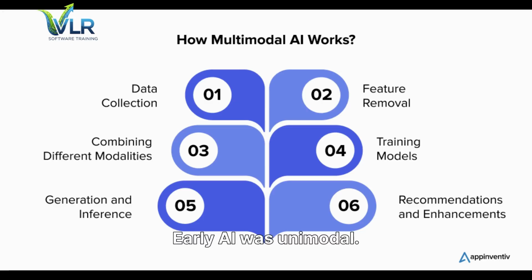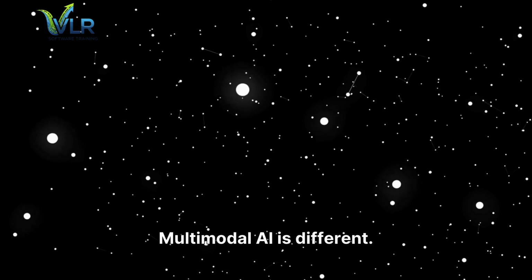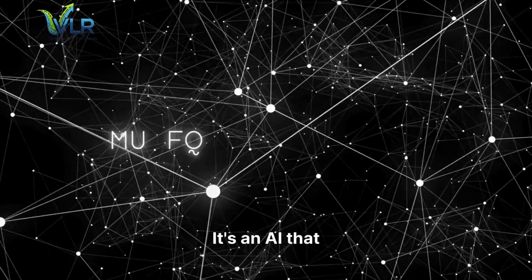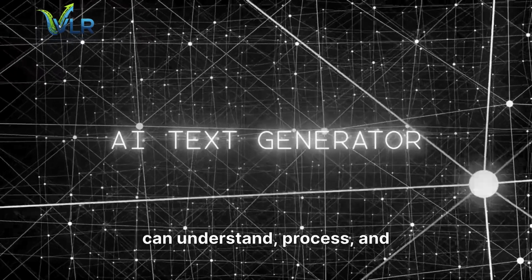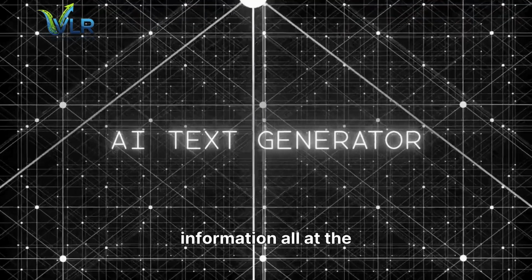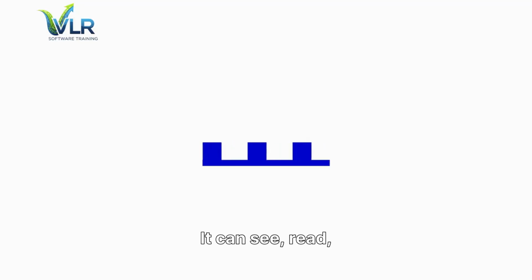Early AI was unimodal. That means it only worked with one mode. A chatbot only understood text. An image creator only understood images. They were separate. Multimodal AI is different. It's an AI that can understand, process, and combine different types of information all at the same time. It can see, read, and listen all in one system.